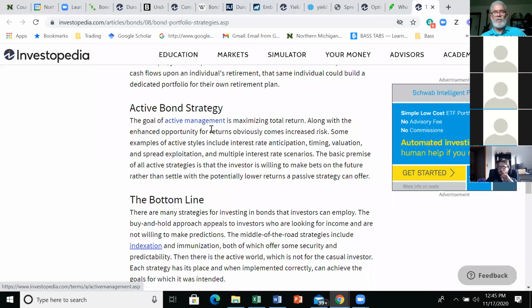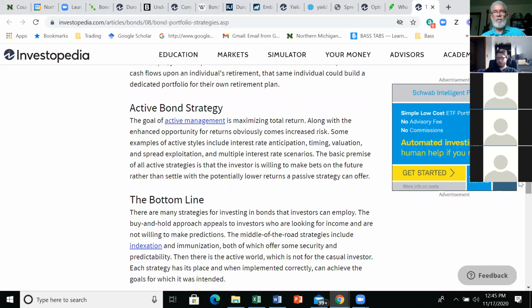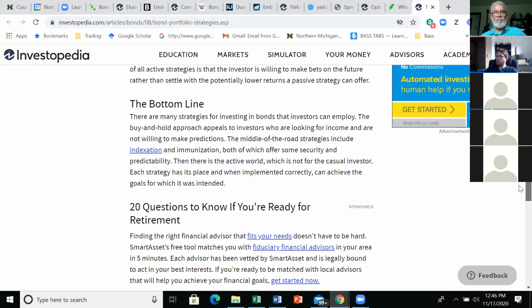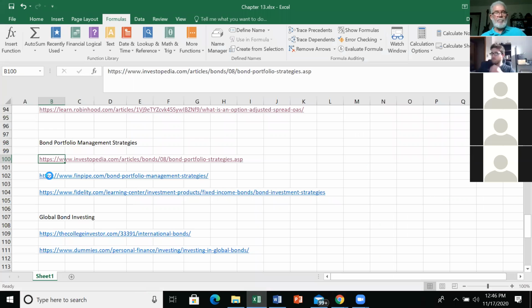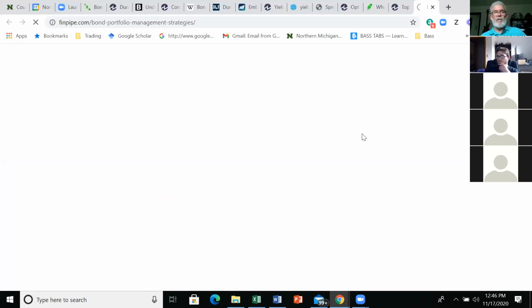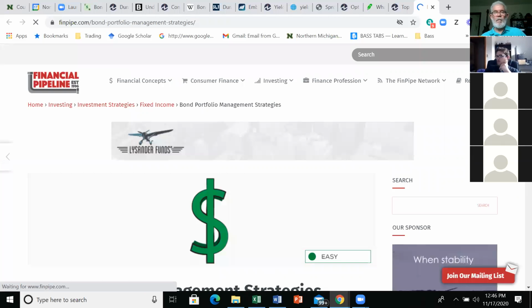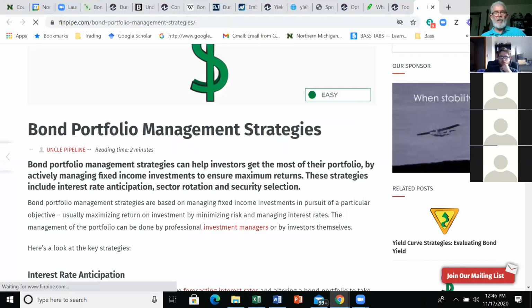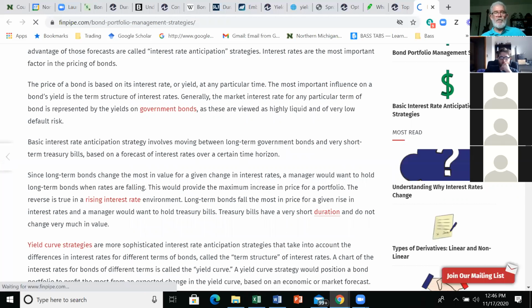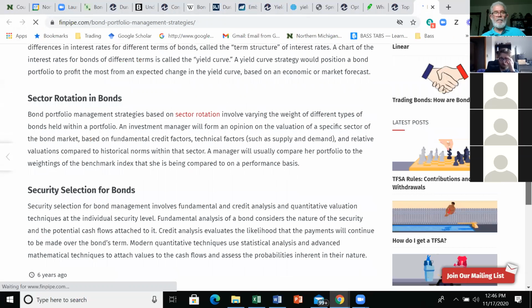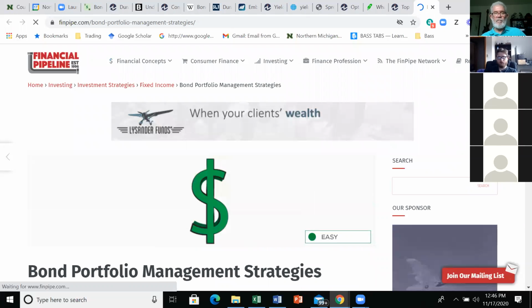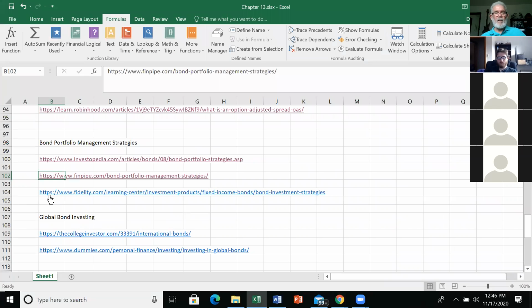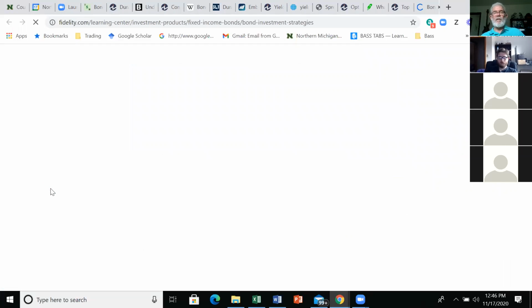We have Axum management, trying to get the highest return. That's pretty good. And we have FinPipe, another website with some different strategies: interest rate anticipation, yield curve strategies, sector rotation, security selection, and that's pretty straightforward. And then Fidelity. Why not give the big boys a chance too?